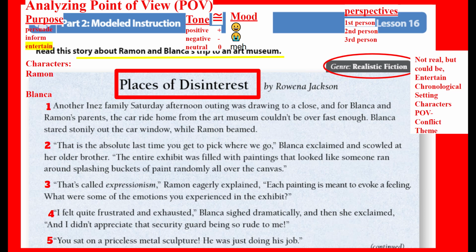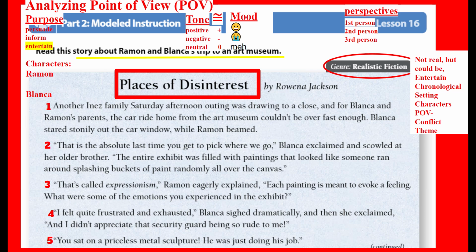expressionism," Raymond eagerly explained. "Each painting is meant to evoke a feeling. What were some of the emotions you experienced in the exhibit?" "I felt quite frustrated and exhausted." Blanca sighed dramatically, and then she exclaimed, "And I didn't appreciate that security guard being so rude to me. You sat on a priceless metal sculpture. He was just doing his job."